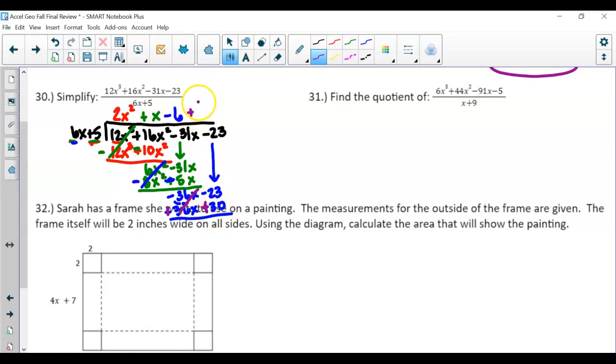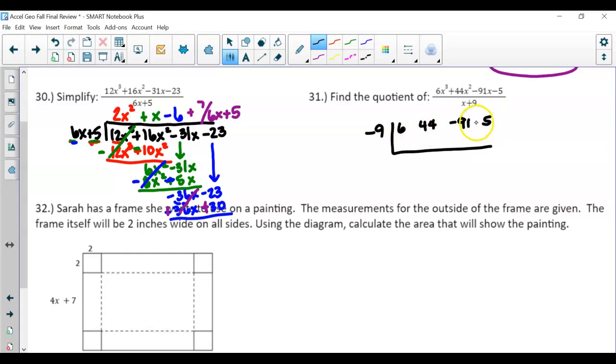So that's plus 7 over 6x plus 5. So now here for 31, can we use synthetic? Yes, because x is by itself. Change the sign. Then coefficients. Now, do we need a 0? No, we are not missing a term.